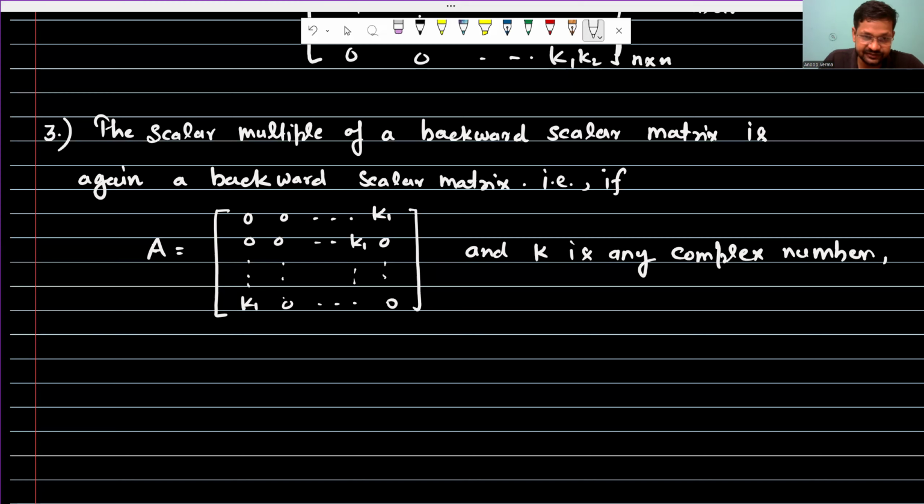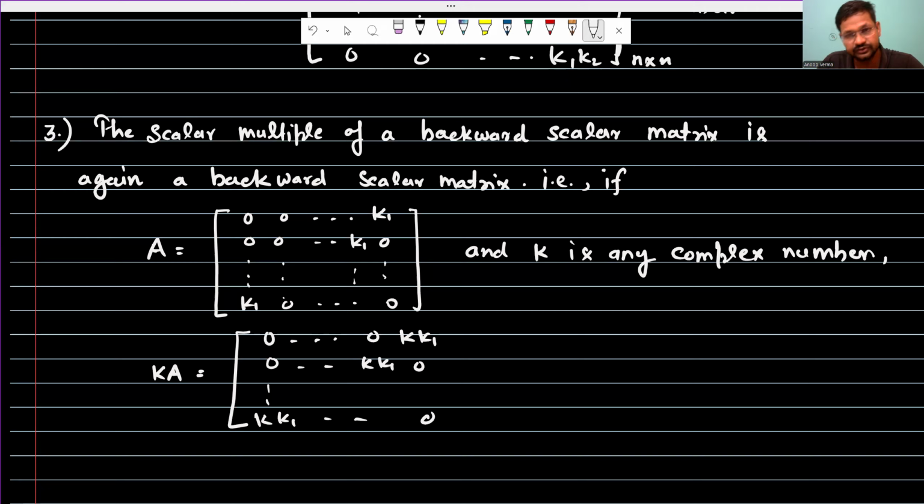Then this kA is defined by multiplying each and every element by k. तो जहाँ जीरो है वहां तो जीरो ही बना रहेगा, whatever the scalar you choose. This will be k times k1, and this is 0 up to here, it will be k times k1, and 0 up to here it will be k times k1, and this is all 0. So this is again a backward scalar matrix. Clear?